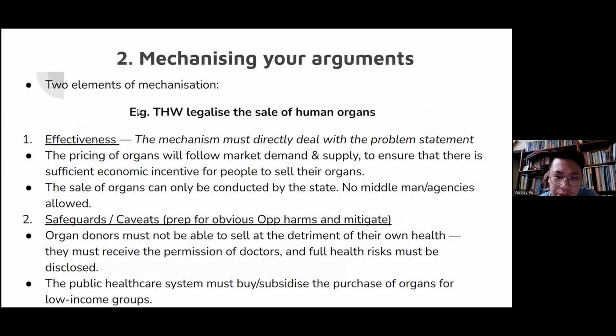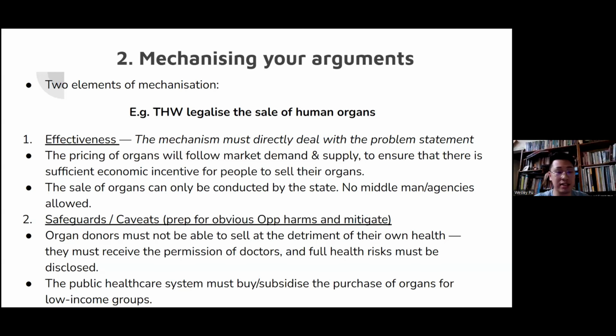For example, this house would legalize the sale of human organs. Two things. First, on effectiveness. The mechanism must directly deal with the problem statement. The pricing of organs will follow market supply and demand. And to ensure there is sufficient economic incentive for people to sell their organs, the sale of organs can only be conducted by the state, no middlemen or agencies allowed. So when the motion talks about legalizing the sale of human organs, when you talk about effectiveness, you're talking about how this is likely to happen in the most effective and beneficial way for your case.